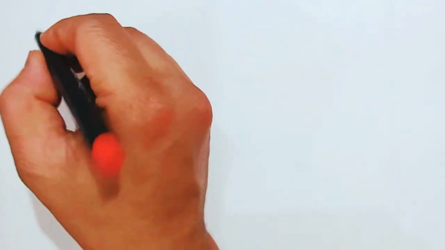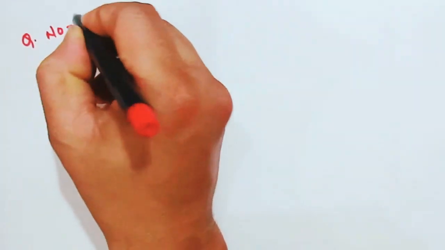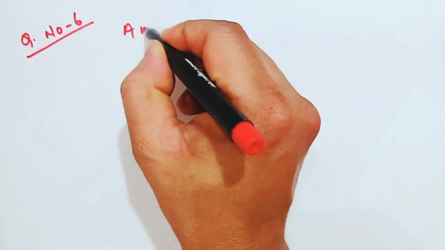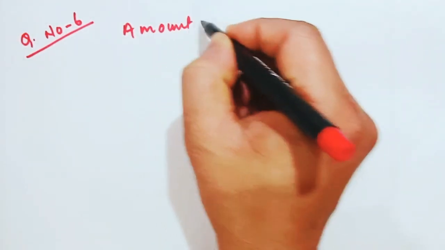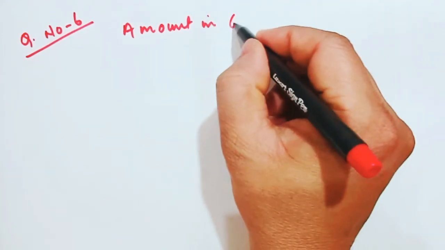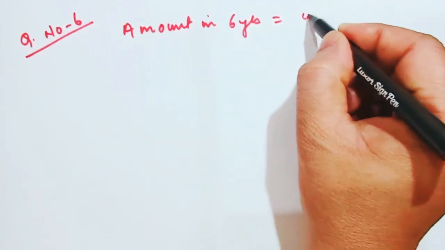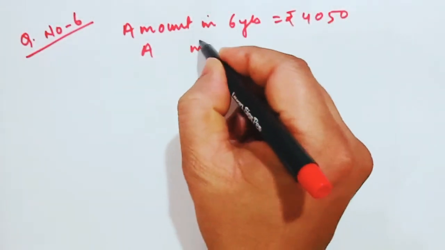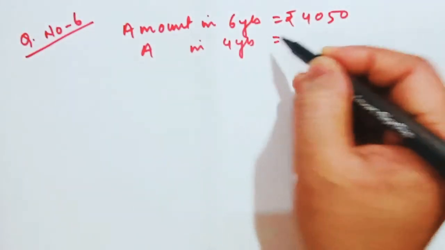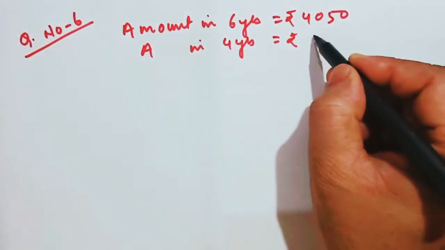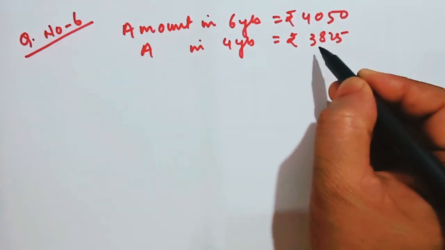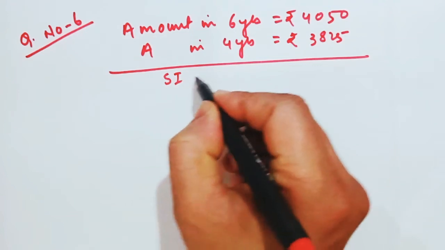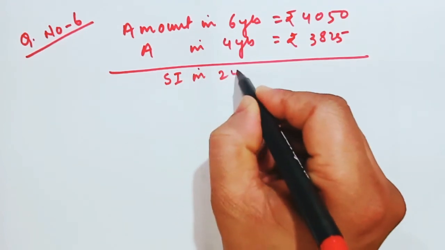So moving on to question number 6. This is a special type of question, where you have been given the amount in 6 years is equal to 4050 rupees, and the amount in 4 years they have given you as rupees 3825. Now when you subtract these two, you will get simple interest in 2 years.